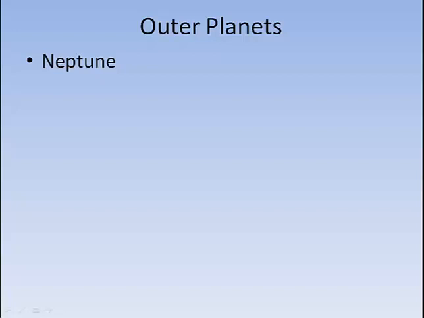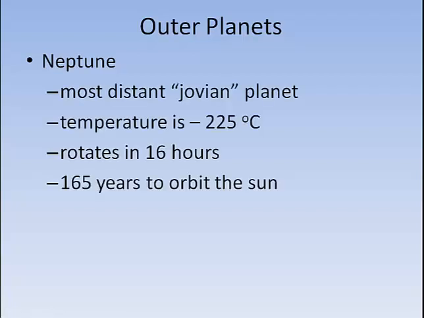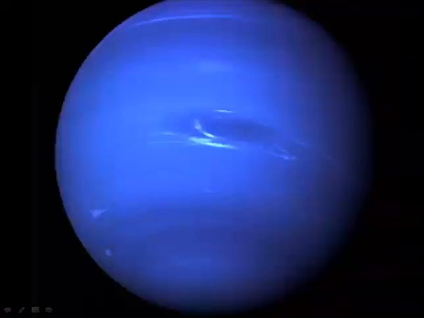And the furthest planet away is Neptune. We know very little about Neptune. All the outer planets are very cold. They all rotate very quickly, and they all take a long time to go around the sun. So Neptune is mysterious to us. This is what it looks like.